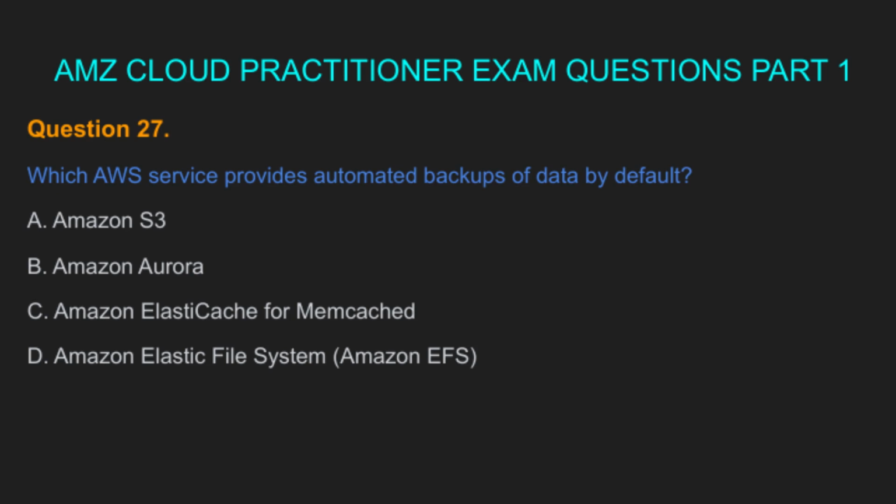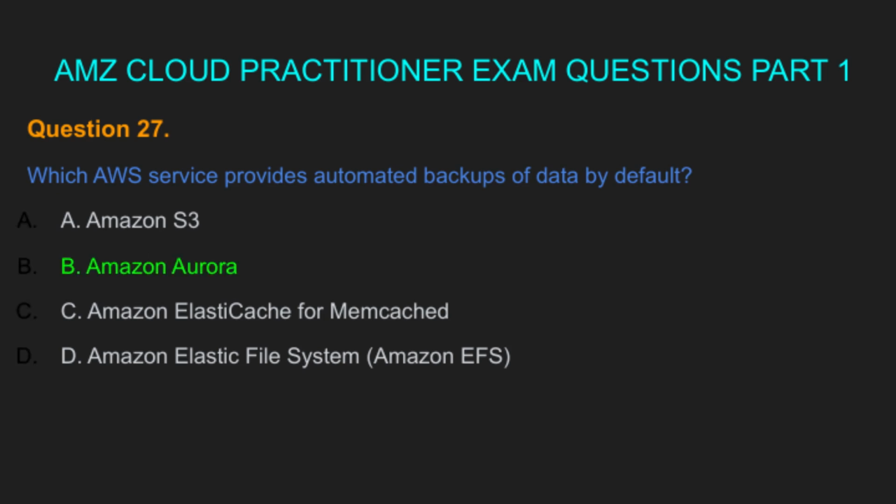Question 27. Which AWS service provides automated backups of data by default? A. Amazon S3. B. Amazon Aurora. C. Amazon ElastiCache for Memcached. D. Amazon Elastic File System, Amazon EFS. The answer is B. Amazon Aurora provides automated backups of data by default. When you create an Aurora DB cluster, the service automatically creates one or more automated backups of the DB cluster, known as a backup window.